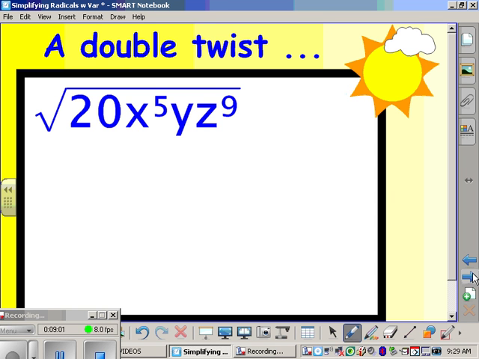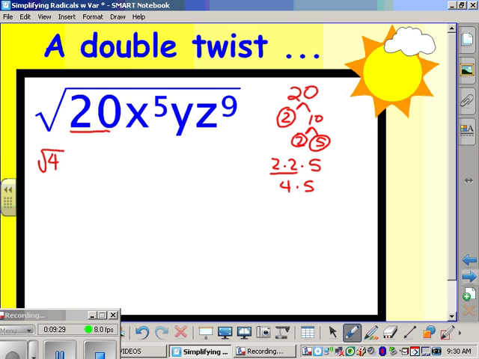Lastly, what if I have numbers and variables? Again, you need to treat each one separately. I would probably start with the 20 and go ahead and create a factor tree and break it down into its prime factors. So we have 2 and 10 and 2 and 5, which gives us 2 times 2 times 5. Underline your pairs of prime numbers and multiply them together. So 20 breaks down into 4 and 5, 4 being the perfect square.